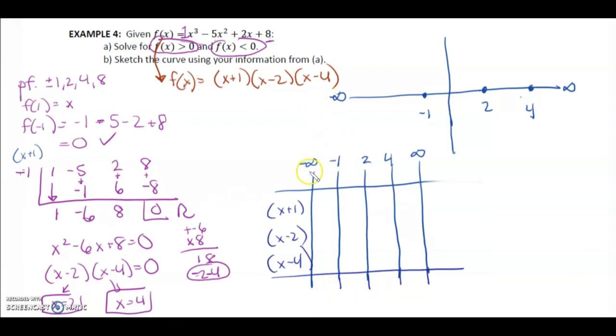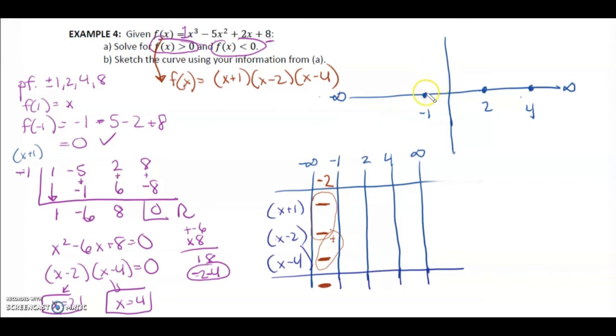Okay, so choose a number in this interval between -infinity and -1. Let's just choose -2. If we subbed in -2, -2 plus 1, we're going to get a negative number. -2 minus 2, negative number. -2 minus 4, negative number. So I want to go over this. A negative and a negative yields a positive. Now a positive and a negative yields a negative.